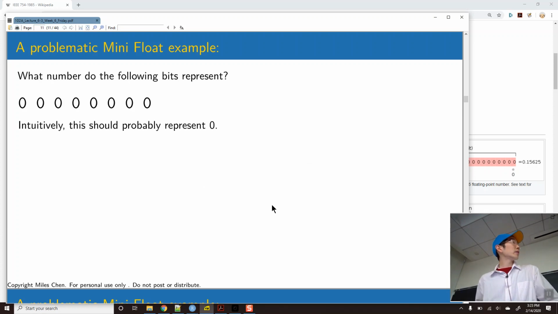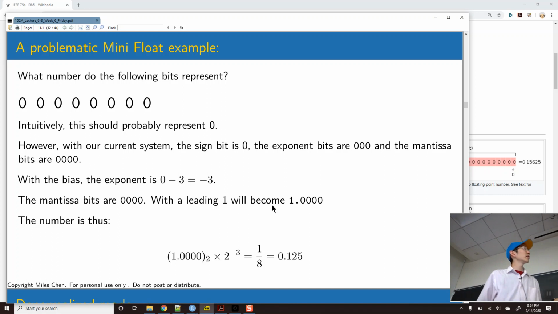All right, okay, so we run into a problem though, right? So here I've got 0, 0, 0, 0, 0, 0, 0, 0. Okay, I've got 8 binary zeros, right? Intuitively, we feel like this should represent 0, okay? But with our current system, this doesn't represent 0, right? Because what happens, we get the bias, the exponent bits are 0, 0, 0, which is 0 minus 3, we get -3, 2 to the -3.